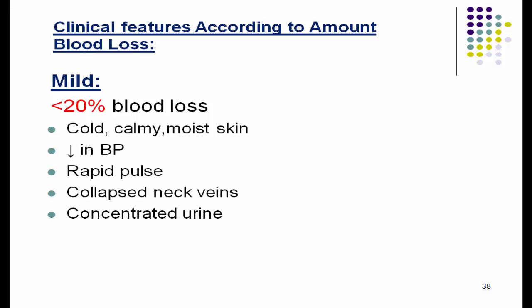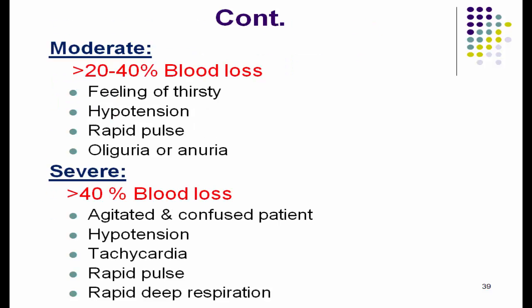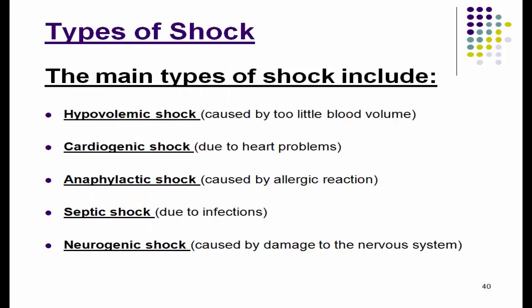Clinical feature according to amount of blood loss. In case of mild blood loss, that is less than 20% blood loss, cold clammy skin, BP is decreased, rapid pulse, collapsed neck veins, and concentrated urine. In case of moderate shock, that is 20 to 40% blood loss, feeling of thirst, hypotension, rapid pulse, oliguria or anuria. In case of severe shock, that is more than 40% blood loss, agitated and confused patient, hypotension, tachycardia, rapid pulse, rapid deep respiration.